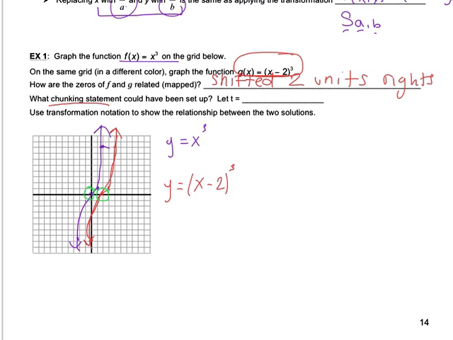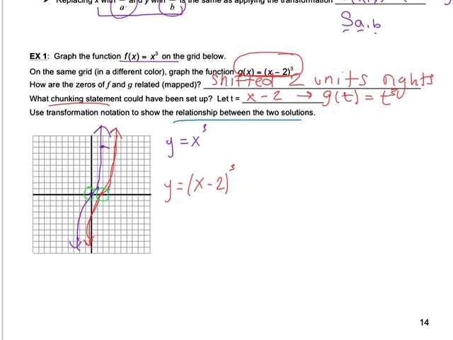So it's asking what chunking statement could have been set up, meaning back in this original g, we know that if we let t equals x minus 2, then you're really just looking at the function g of t equals t cubed. Since we know what t cubed looks like and that its solution is when it equals 0, its zero is 0, 0, then to find the solution of this, we would just shift that solution over to the right 2. So use transformation notation to show the relationship between the two solutions.